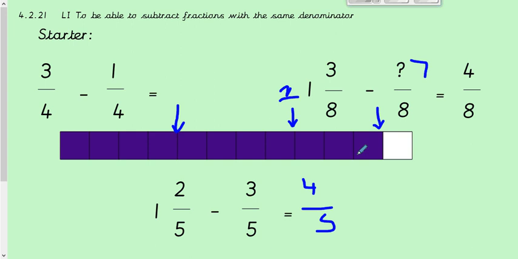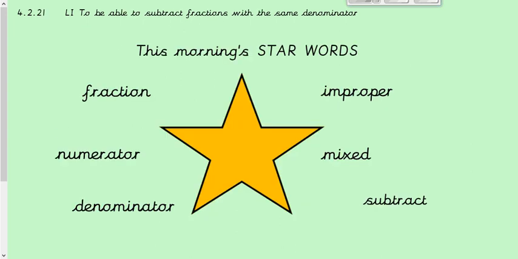Hopefully that wasn't too confusing. I mean, that's just using our knowledge from yesterday. So if you do need to go over it, then maybe rewatch the video and it might just help you with your learning. So we're going to carry on today with subtracting fractions with the same denominator. We're looking at more problem solving today. So looking at problem solving questions and just using the knowledge we learnt yesterday to look at different types of questions and consolidating that knowledge.